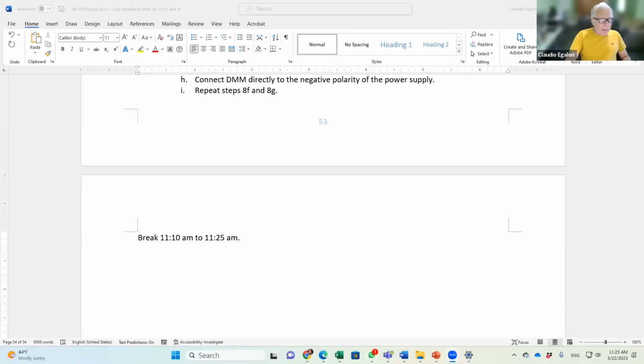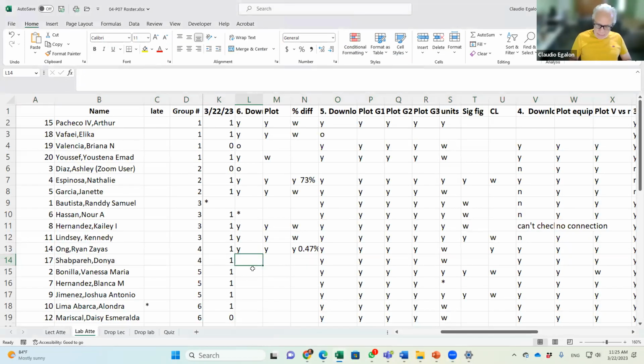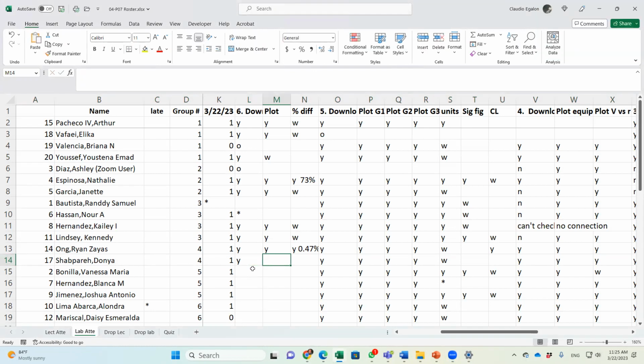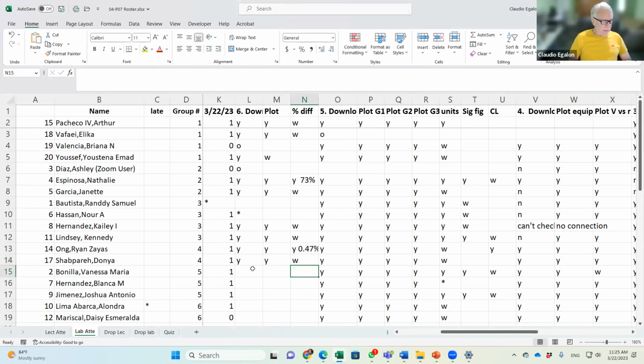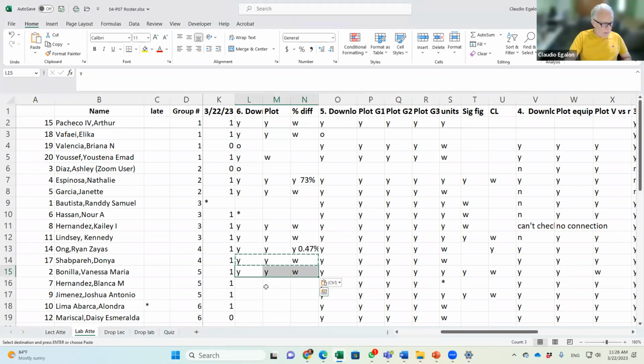Okay, I'm back, and let's continue with Donia, right? Donia, did you download the spreadsheet? Yes. Okay, did you plot the graph? Yes, I'm still working on the percent difference. Okay, good, thank you. Let's go for the next one, Vanessa Bonilla. I'm working. Okay, good. So she's working on the percentage difference. Thank you, Vanessa. Blanca Hernandez. It will be the same as Vanessa. Okay, working on the percentage difference, right?